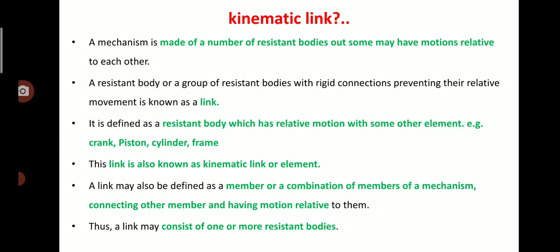After learning the meaning of rigid and resistant body, we come to understand what is the meaning of kinematic link. A mechanism is made of a number of resistant bodies. Some may have motion relative to each other. A resistant body or a group of resistant bodies with rigid connections preventing their relative movement is known as a link or simply a kinematic link. So a kinematic link is also a resistant body and it has rigid connections. It is defined as a resistant body which has relative motion with some other element.